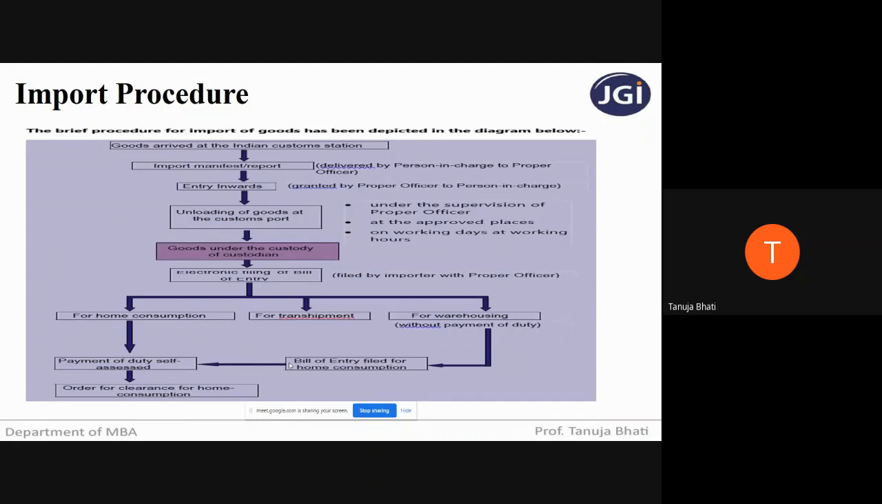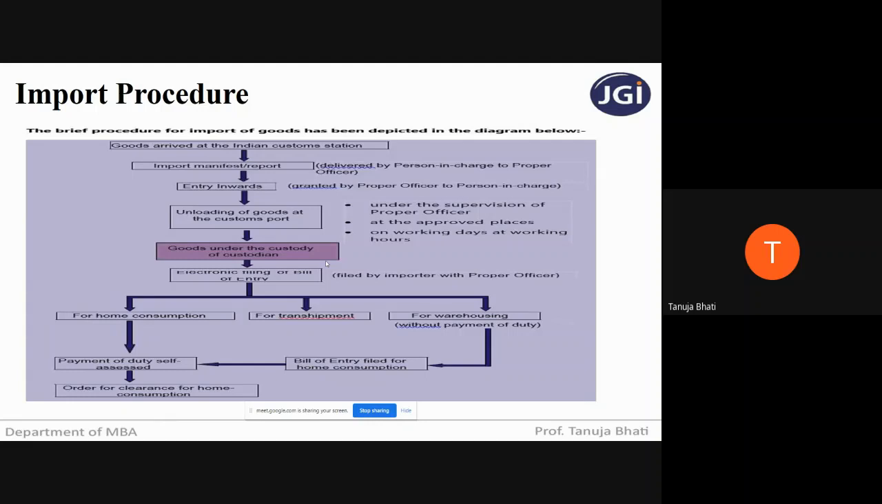Now, the bill of entry, as I told you, can be filed for home consumption, for warehousing, or for shipment, for further transshipment. Depending upon the purpose for which it is being filed, the further action will take place. So this is all about the import procedure, which is to be followed step by step in order to complete the importation in India, from bringing the goods to the Indian customs station up to clearing them for home consumption.